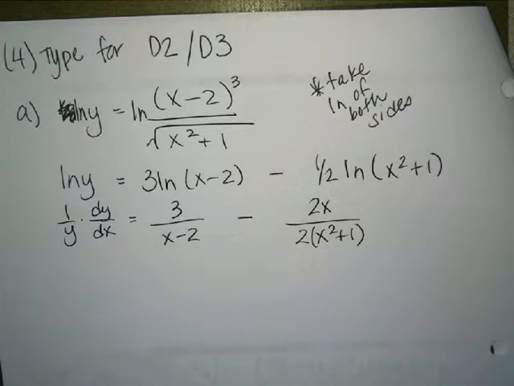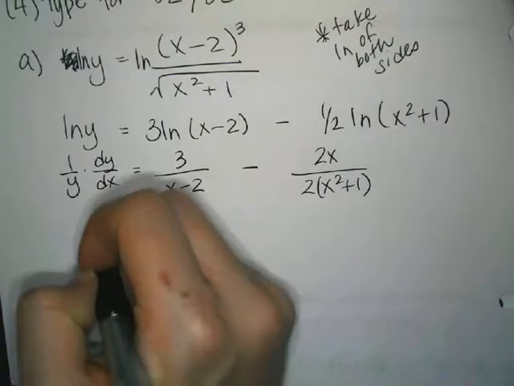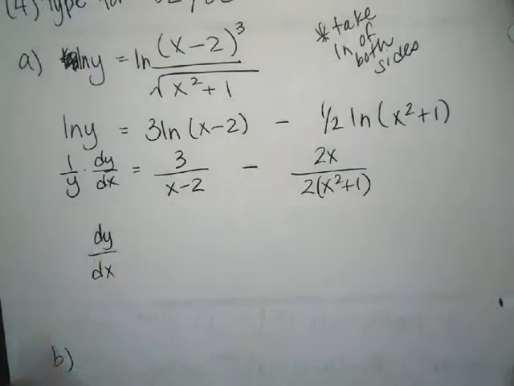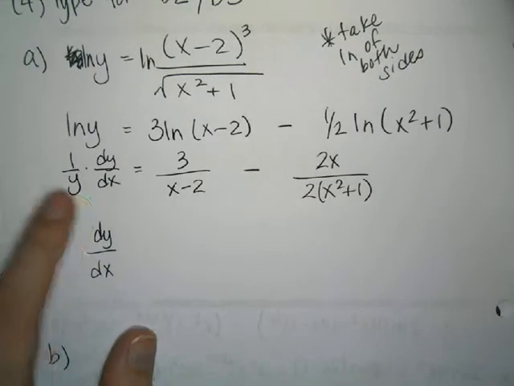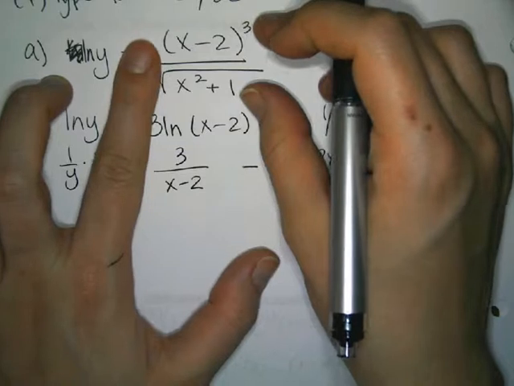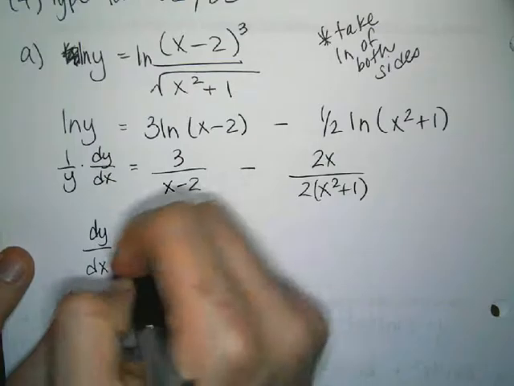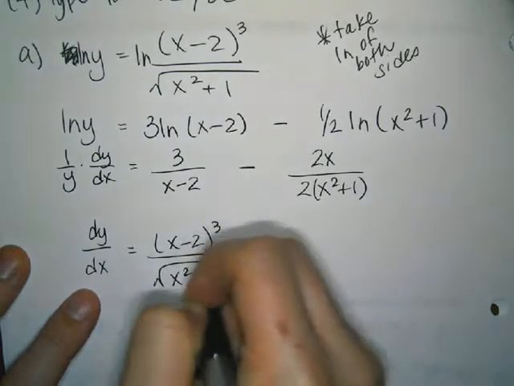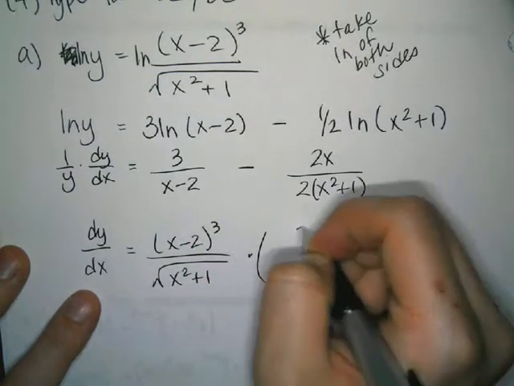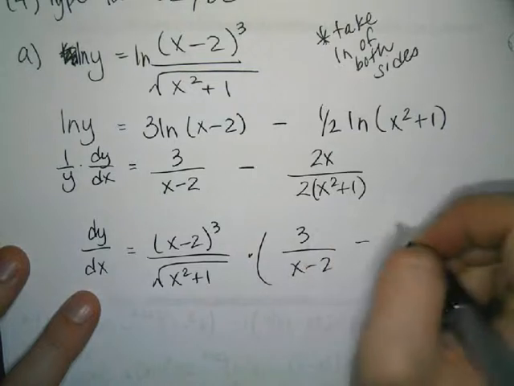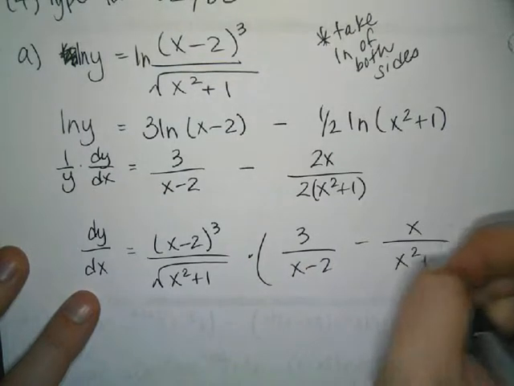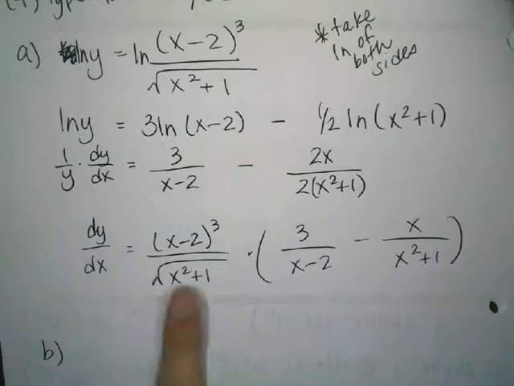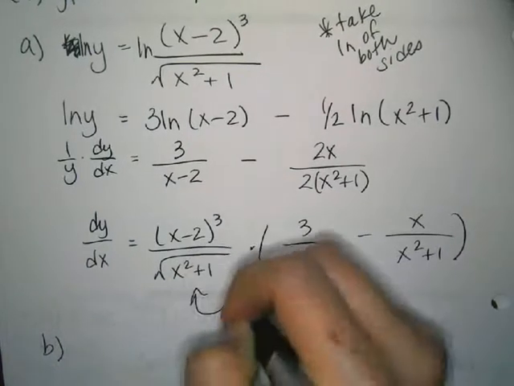Okay. Now, if I wanted to get dy over dx by itself, what would I have to do here? Multiply both sides by y. But y is that original fraction, correct? So we could write y is this, and then times that. Okay, so this is y. Maybe you want to identify that as y.